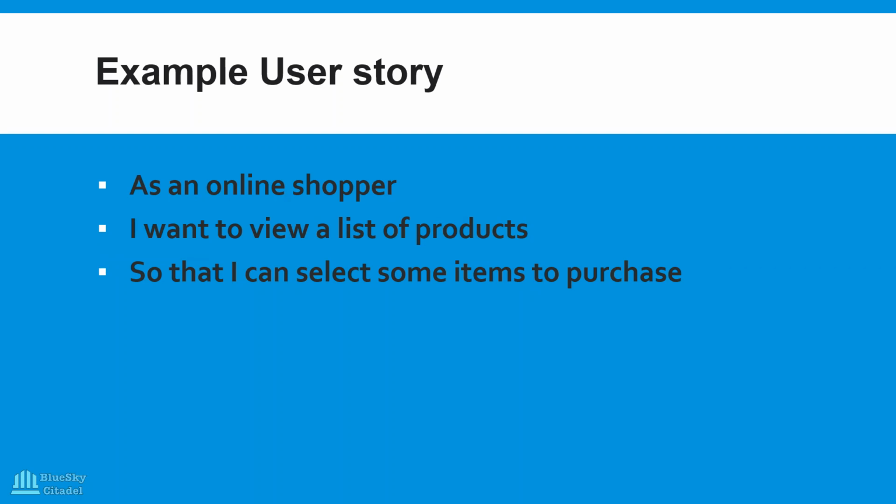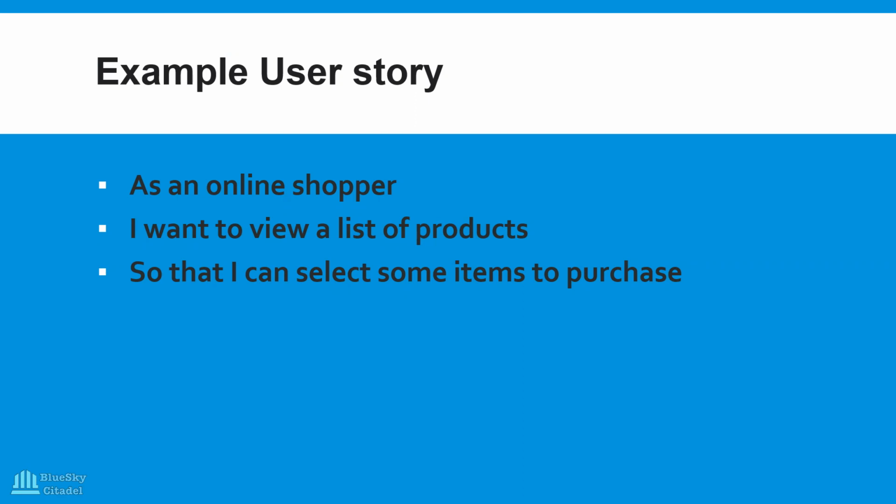So as an online shopper, I want to view a list of products. Why do you want to view a list of products? So that I can select some items to purchase. So that sounds very simple, isn't it? It's simple enough. Everybody can understand that, and that's as simple as it is. I'm telling you, and I promise you, writing the user story, there are technicalities to it, right? But it is as simple as that.